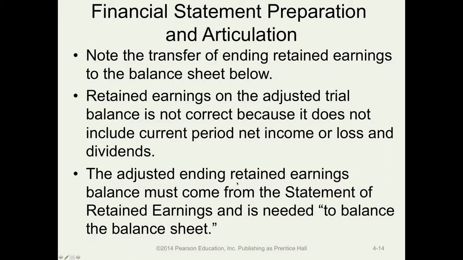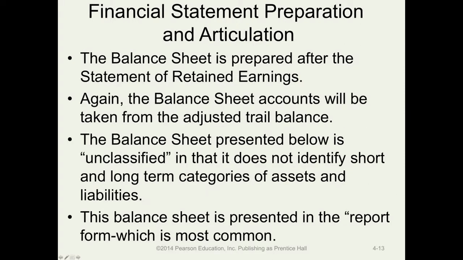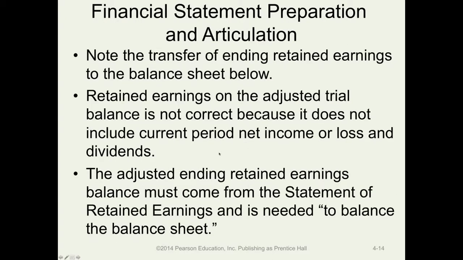Now, the transfer of any retained earnings, as we'll see on the balance sheet below, is coming from the statement of retained earnings. And as I said before, this is a key point: the retained earnings account, let me go back down for a second, the retained earnings is not correct because it didn't use the net income for the year and didn't have dividends. So what we see on that adjusted trial balance is zero in this case. The adjusted trial balance only includes last year's balance or the beginning balance of this year. And of course, that was zero.